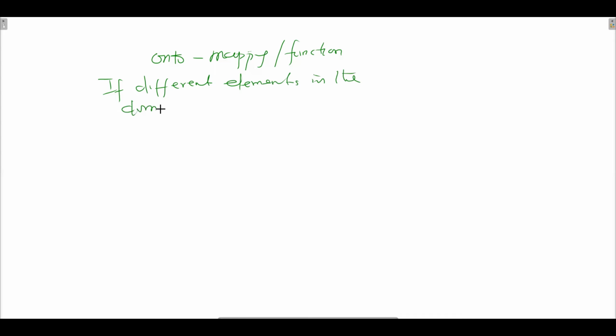Now, there is something we call onto function, or sometimes onto mapping. In this case, what we are trying to say is that if different elements in the domain, that means the inputs. Don't forget we use x for our inputs.